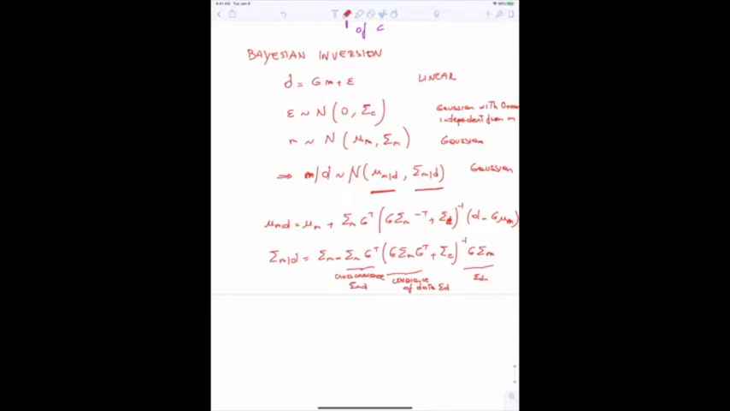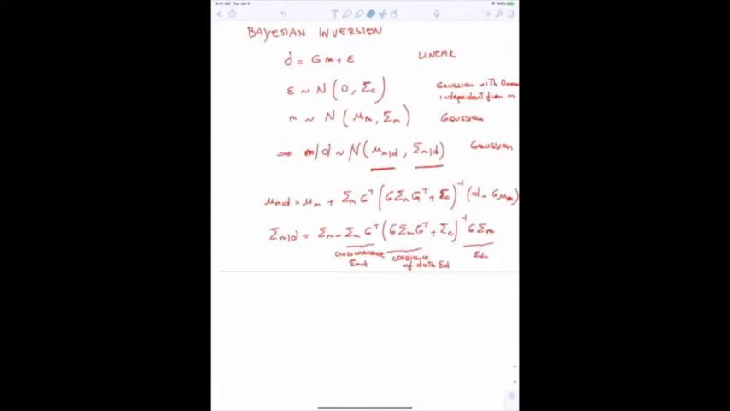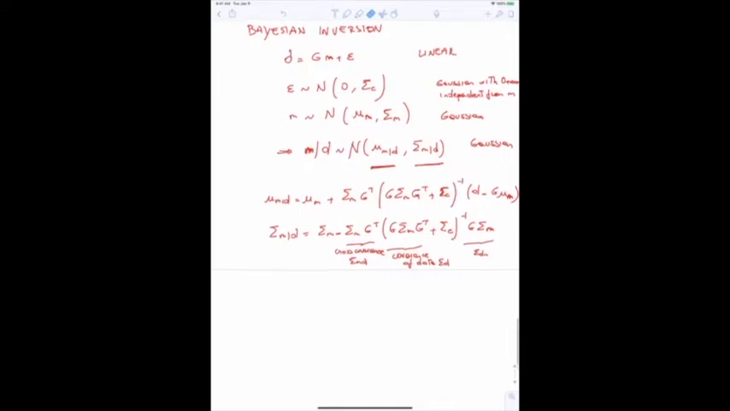This is probably the most important result in Bayesian inverse theory. Because if you can make the assumption that the model is linear or can be linearized, this gives you the solution for all the possible values of the data. Now, this is for the multivariate case.